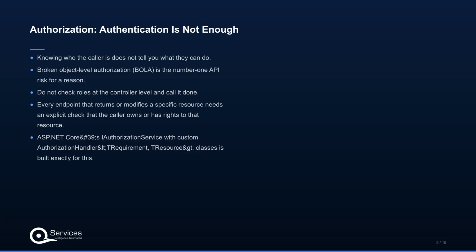Every endpoint that returns or modifies a specific resource needs an explicit check that the caller owns or has rights to that resource. ASP.NET Core's authorization with custom classes is built exactly for this. Roles are coarse. Policies let you compose claims, scopes, and resource ownership into reusable rules. Define them once and apply them with the attribute.